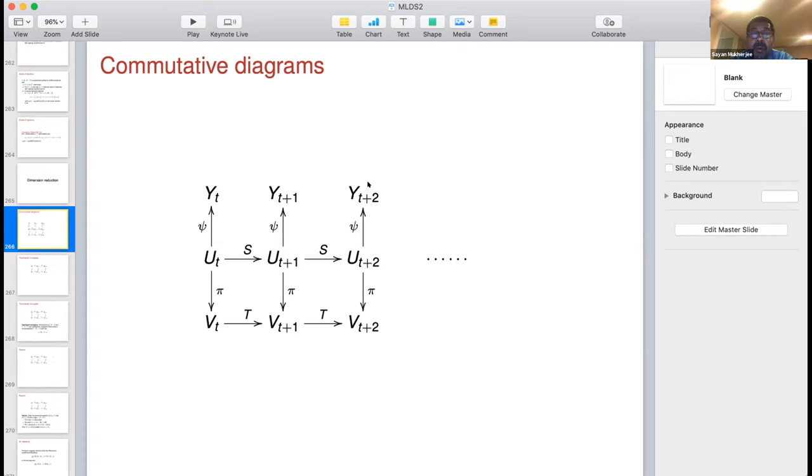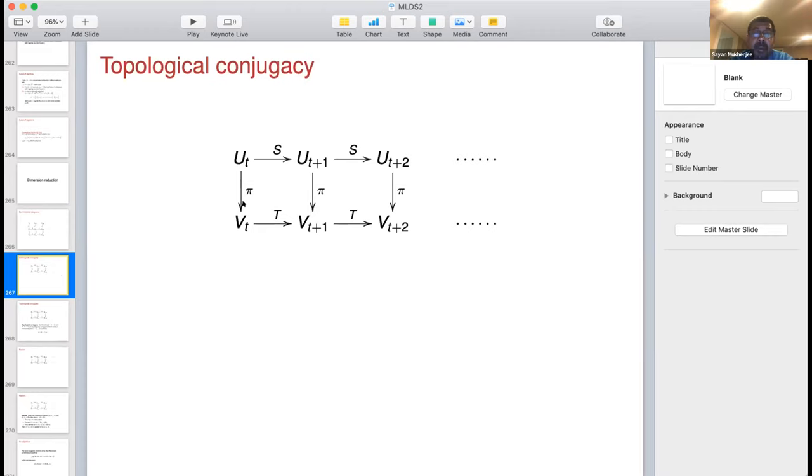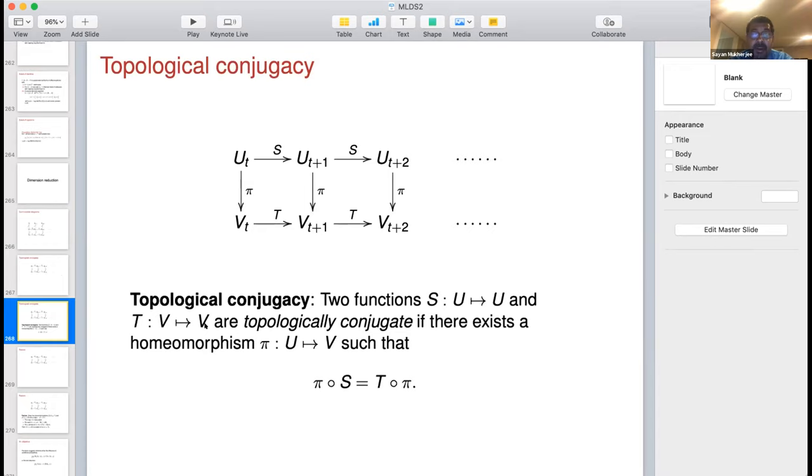So this is an idea of topological conjugacy, which is a useful idea. Two functions S and T are topologically conjugate if there exists a homeomorphism pi such that you have this conjugacy property. Why might we care about this? The reason this is nice is if I go across and down, it's the same as just going across. So my errors are not going to accrue.